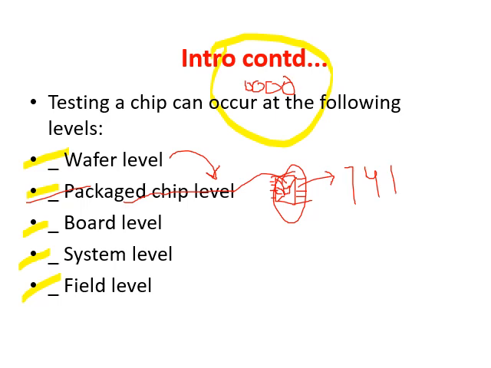So testing at packaged chip level is somewhat more complex than wafer level. Wafer level is the easiest. Packaged chip level is somewhat easier, but not the easiest, because we have all the input lines and we can give any combination, any size signal to test the IC.